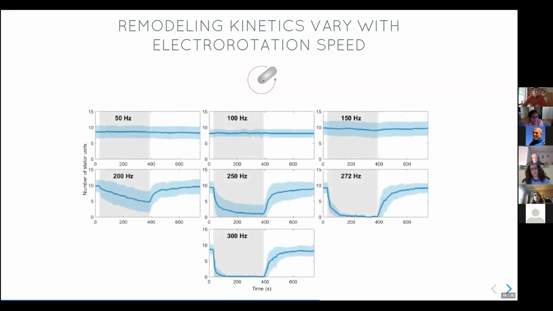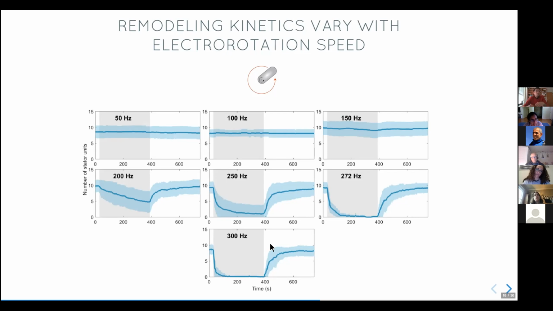Earlier already is that we can start tuning the knobs. For example, we can change the external torque that we apply by changing the strength of the electric field. And we did exactly that. In the plots here, I'm showing you number of stator units as a function of time, averaged for different conditions over 162 bacterial cells. And what we did was that we changed the electric field to drive the rotation at different electrorotation speeds for these different plots, going from 50 hertz all the way up to 300 hertz.